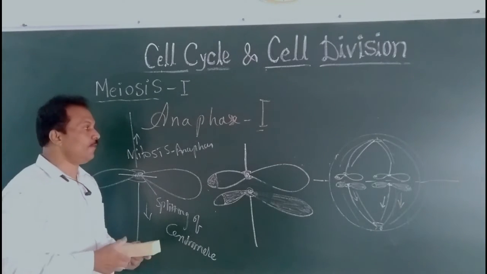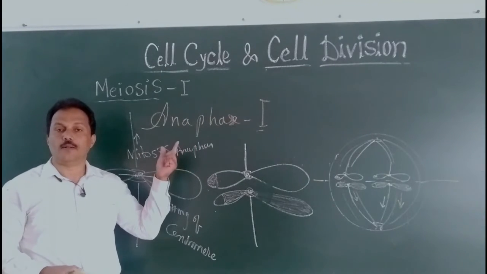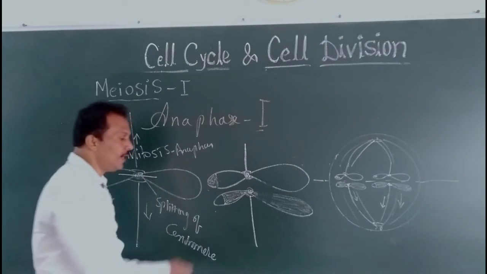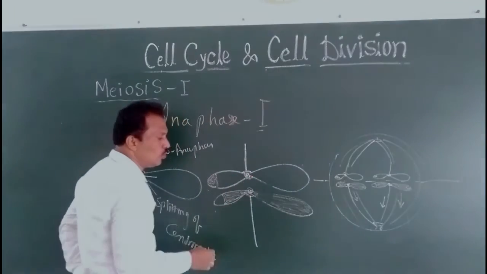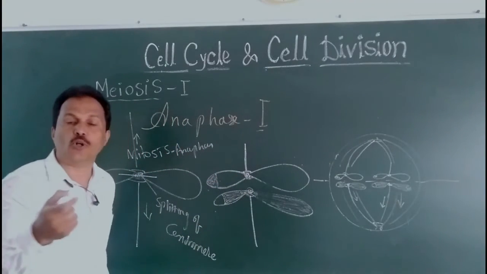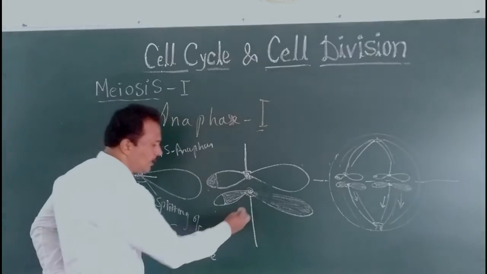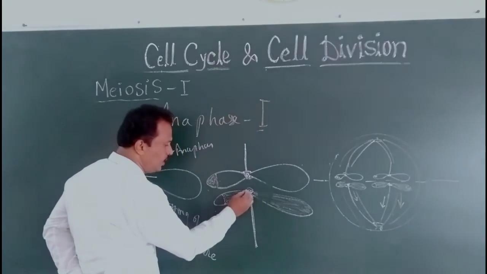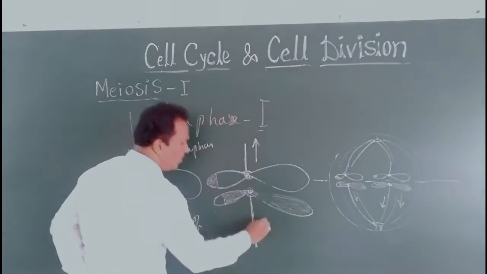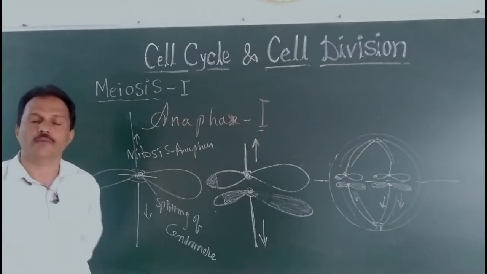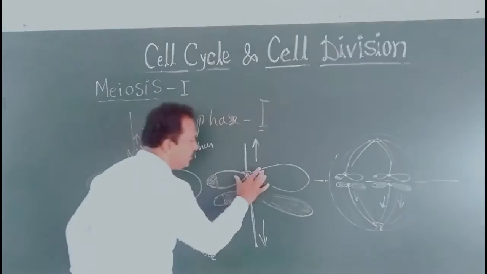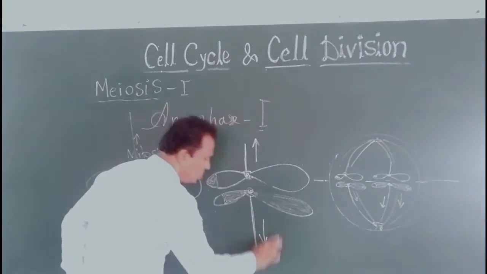What is different in anaphase 1 of meiosis? Here, the spindle fibers that are attached to the kinetochore are attached to the complete chromosome, one chromosome among the homologous chromosomes. And another spindle fiber is attached to the other chromosome. When they are pulled in the opposite direction, this chromosome will move towards one pole and this chromosome will move towards the other.